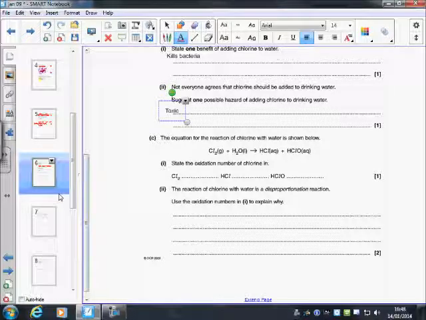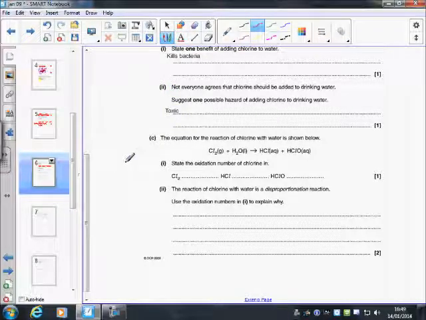So part C. The equation for the reaction of chlorine with water is shown below. Part 1. State the oxidation number of the chlorine in Cl2, HCl and HClO for 1 mark. So you need to get all these oxidation states correct in order to get the full marks. So this is where we use the oxidation number rules. We have an uncombined element, when combined with itself, it is 0.